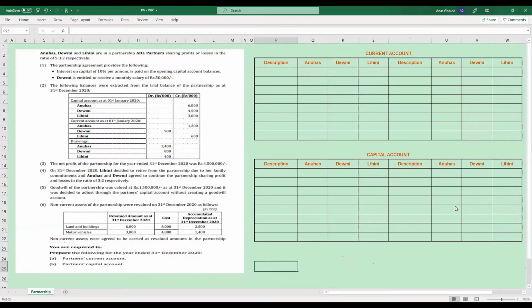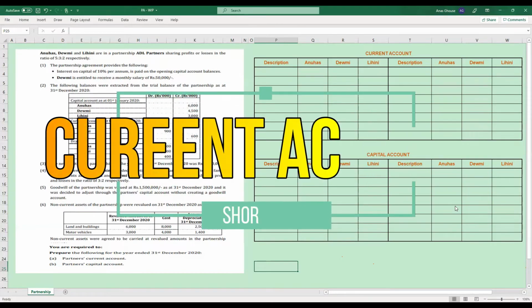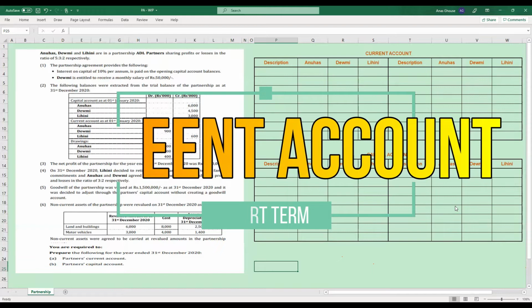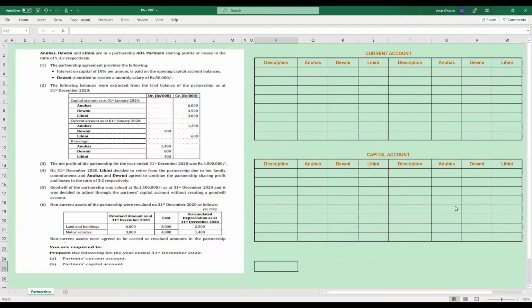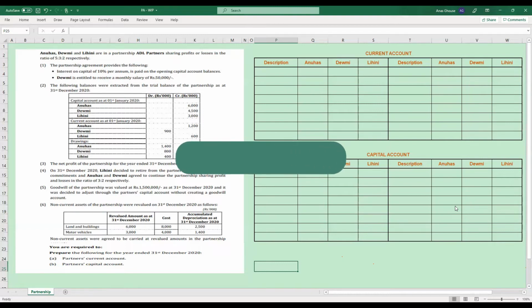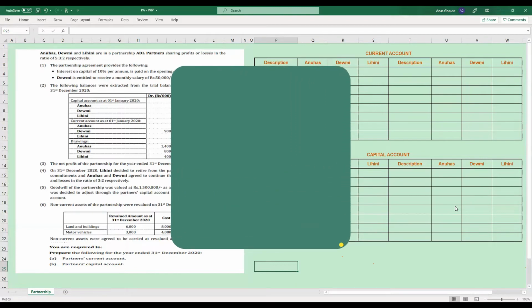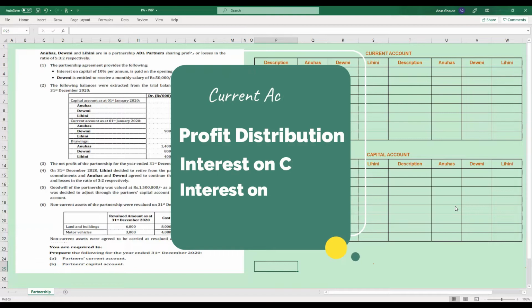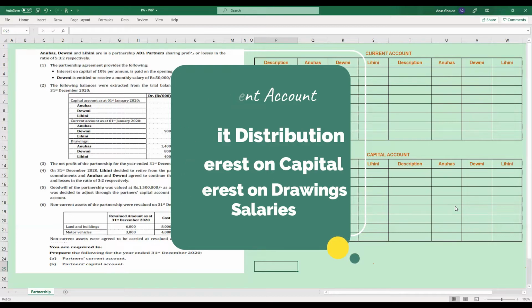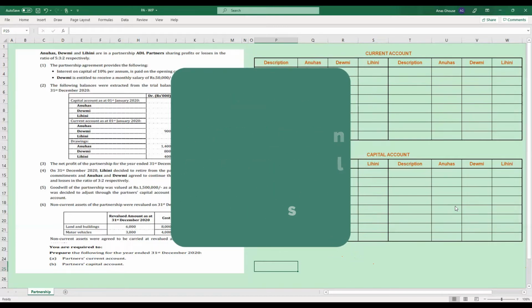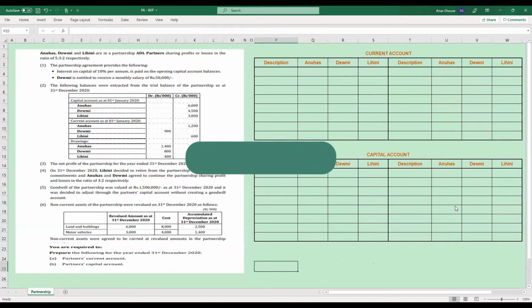Then we need to maintain the current account. All the short-term activities are recorded in this account, such as profit distribution. So we say profit appropriation to the partners after calculating the net profit, then interest on capital and interest on drawings, salaries, and these kinds of transactions will be recorded in the current account.